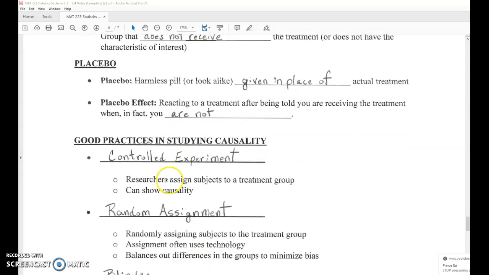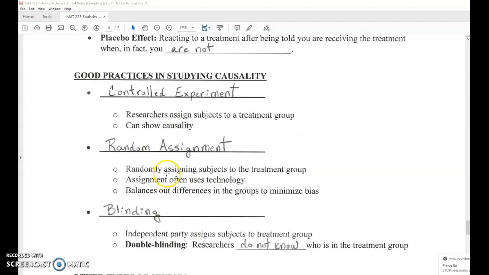Okay. All right, so what are some good practices in studying causality? One, we need to have a controlled experiment, which means researchers assign subjects to a treatment group, and that can show causality. Just the fact you have a controlled experiment can show causality.